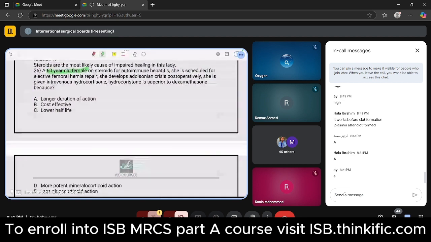A 60-year-old female. She's on steroid for what? For autoimmune hepatitis. She's scheduled for an elective femoral hernia repair. She develops Addisonian crisis after the surgery. She is given intravenous hydrocortisone. Simply, hydrocortisone is superior to DEXA because... why is hydrocortisone superior to dexamethasone?